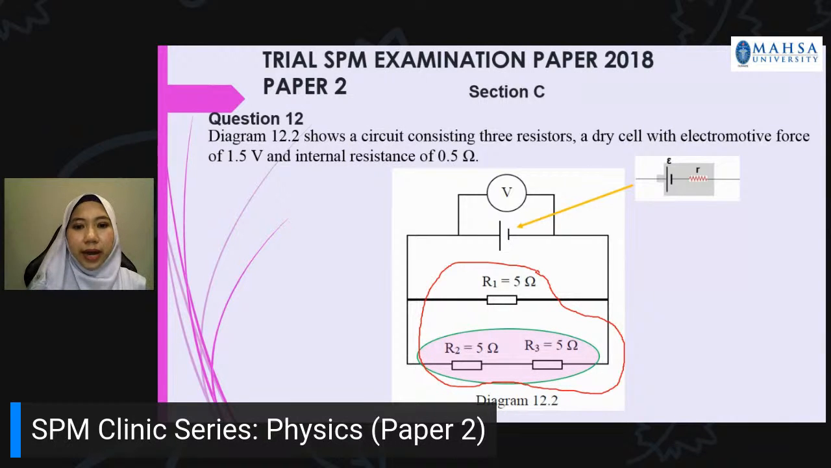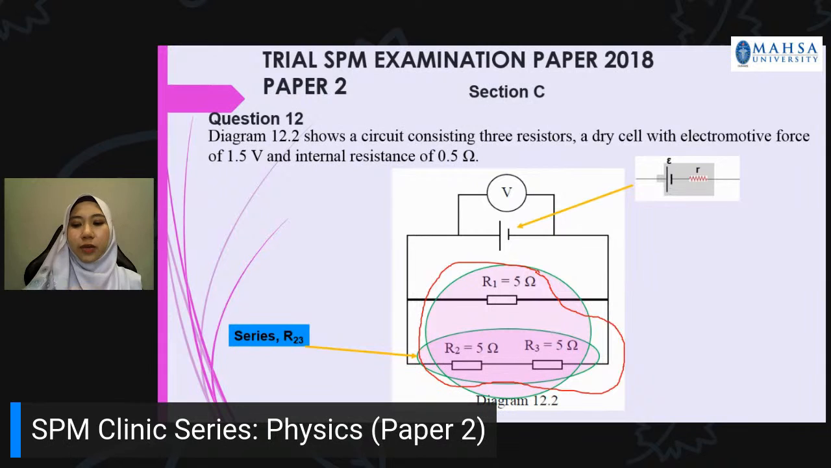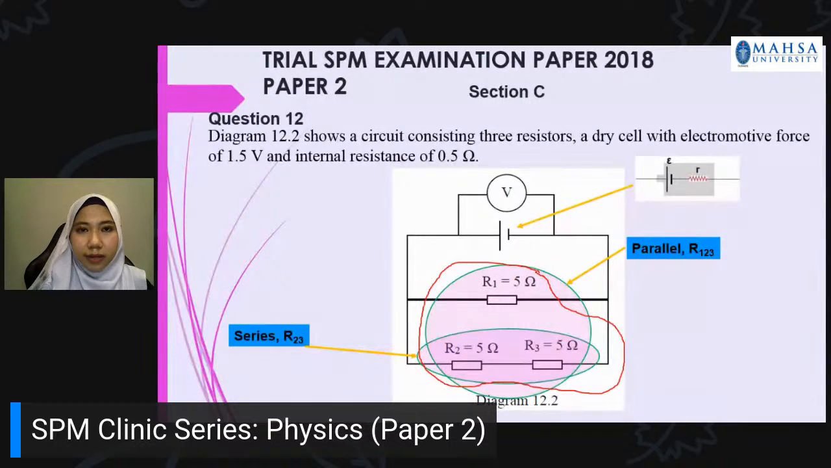Here you have a first circle. R2 and R3: yes, the connection is a series connection. Next, R2 and R3 with R1: the connection of your resistors is parallel. You need to be clear on the type of connection first, so that it is easier for you to solve your problem.